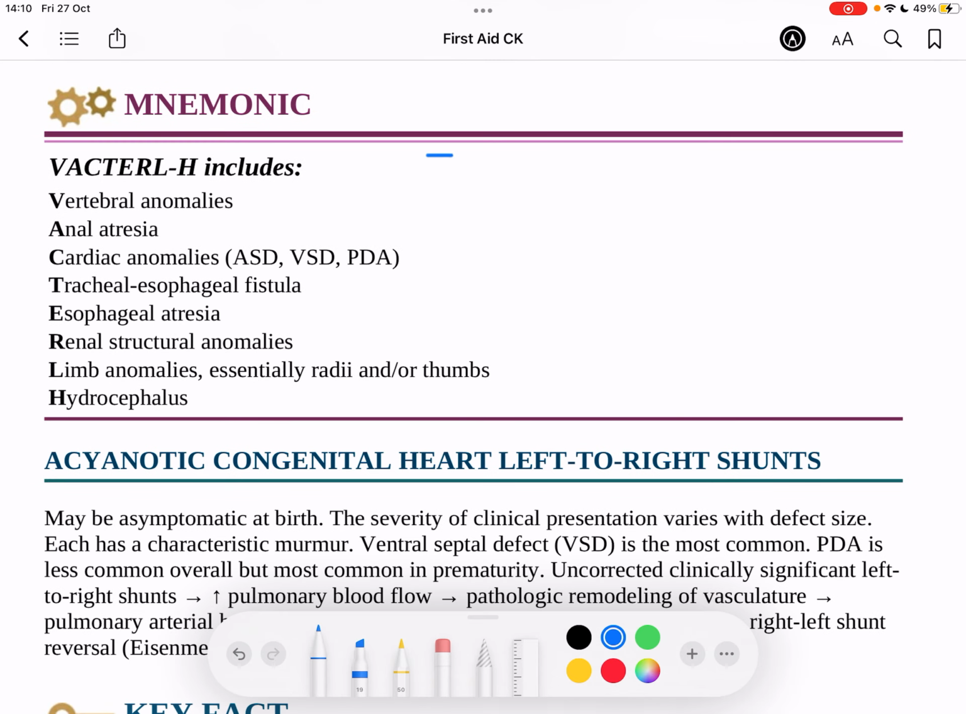We've discussed VACTERL association anyway in the neonatal unit. And just to cover, it covers vertebral abnormalities, anal atresia, cardiac abnormalities, which could include ASDs, VSDs, and PDAs, tracheoesophageal fistulas, renal structural abnormalities, limb abnormalities, and hydrocephalus. And the hydrocephalus one is not usually mentioned, we just call it VACTERL, but this has been recently added.